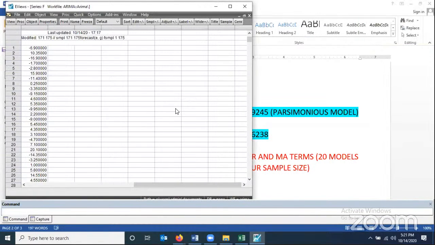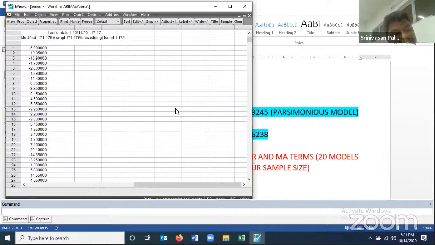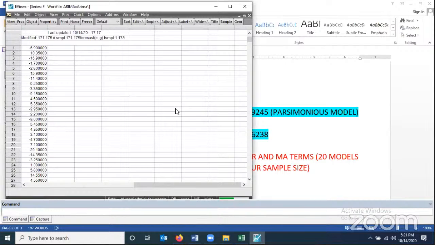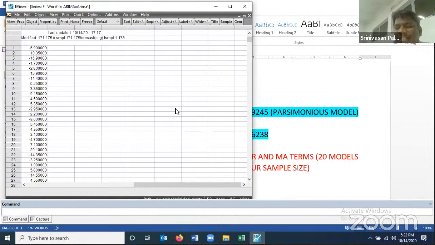One more thing, sir. Suppose if the gold price at level is non-stationary, what can we do? Level non-stationary, you have to go for stationarity. Next condition, first difference. First difference. Yeah, you can go for returns. Even from the returns also, you can come to the prediction of the price. Okay.